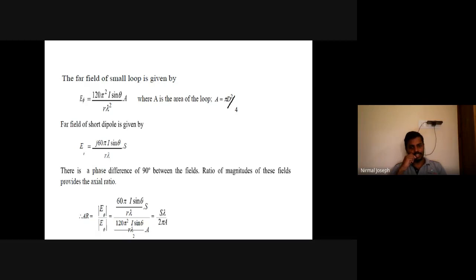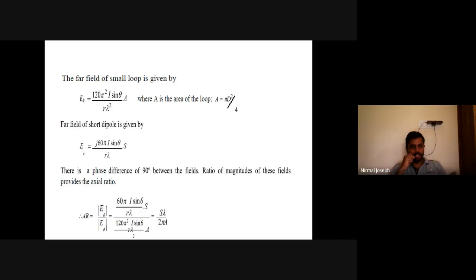The far field of a small loop is given by E phi equal to 120 pi squared I sin theta divided by R lambda squared into A, where A is the area of the loop. The far field of a short dipole is given by 60 pi I sin theta divided by R lambda into S. There is a phase difference of 90 degrees between the fields. The ratio of the magnitudes of these fields provides the axial ratio, which is S lambda divided by 2 pi A, where A is the area, S is the separation between the turns, and lambda is the wavelength. At least this axial ratio you have to remember.